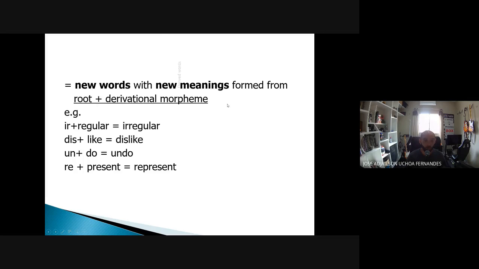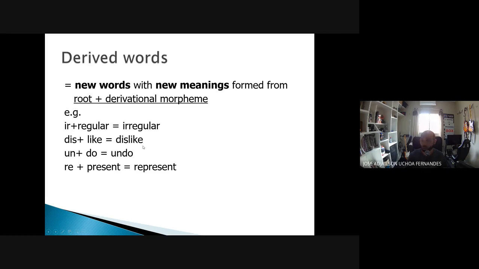So for example, we have new words, okay, that will produce new meanings formed from the root plus a derivational morpheme. What do we call this? We call it derived words. Examples for this are those with a prefix, like regular. You put a prefix to the root, and then you have ir plus regular. Then we derive it into irregular. In this case, it's a derivational process that does not change the word class. Regular is an adjective and irregular as well, okay? But we have a new meaning, new words resulting in new meaning.